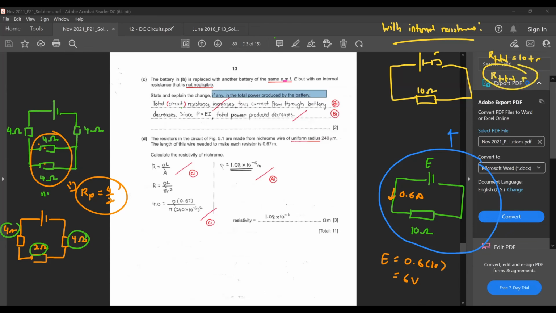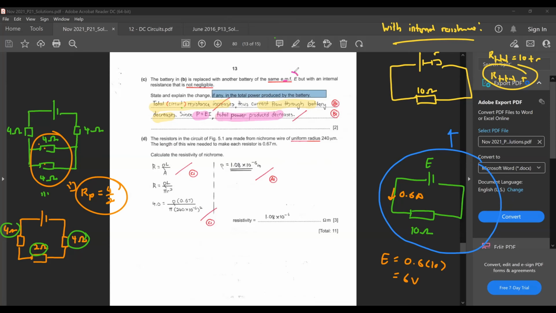That's why I can say that my total circuit resistance has increased with the addition of the internal resistance. So the current flowing through my battery will decrease. If resistance increases, current ought to decrease. Since I know the power produced by a battery is the EMF multiplied by the current, therefore total power produced decreases.